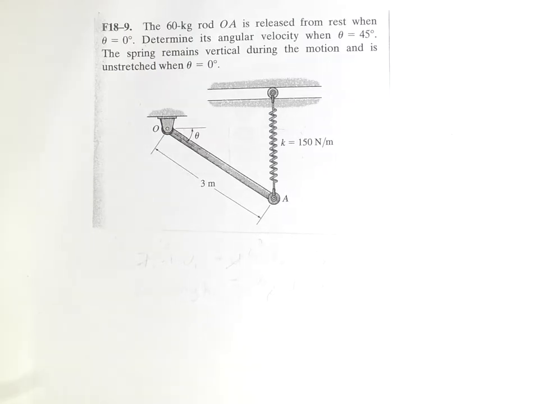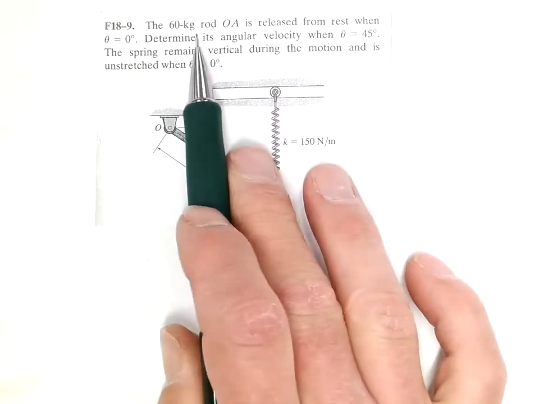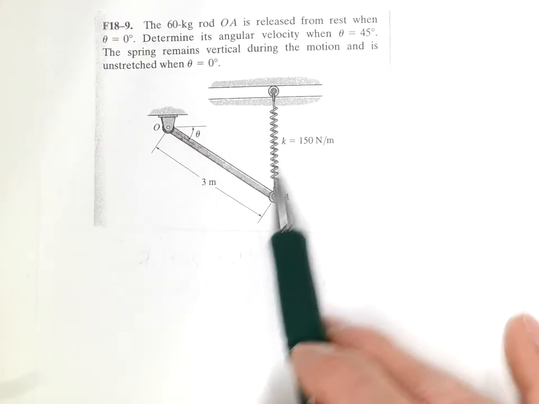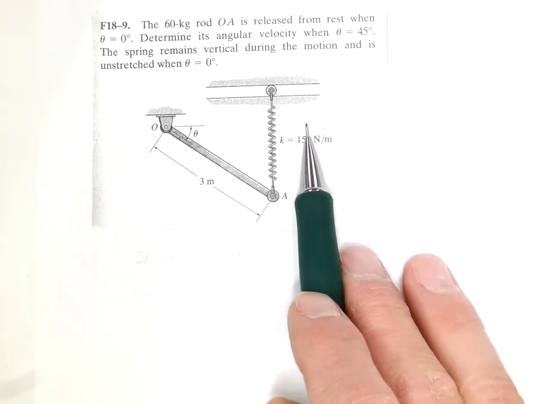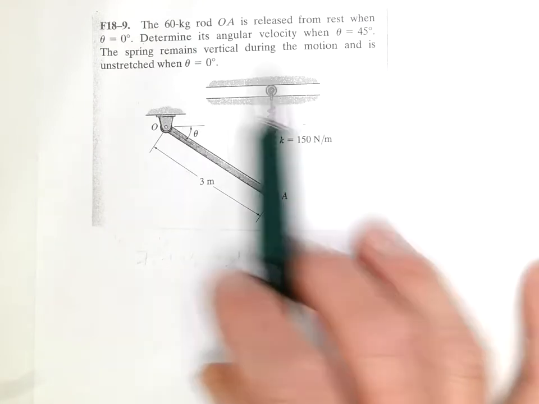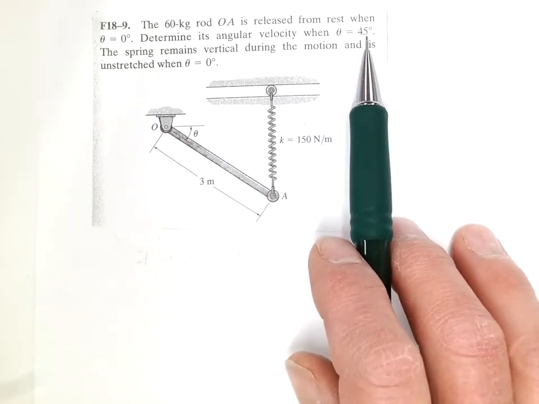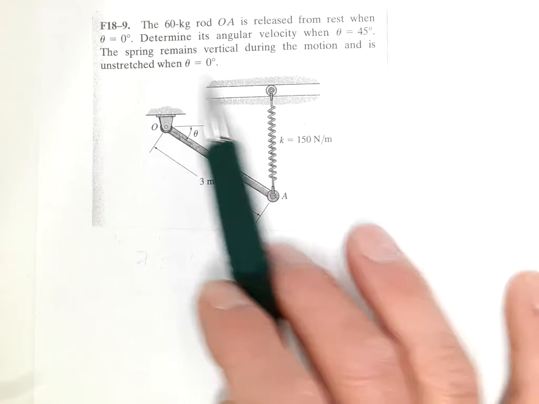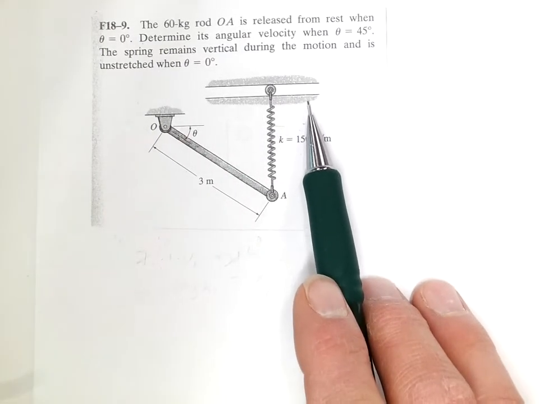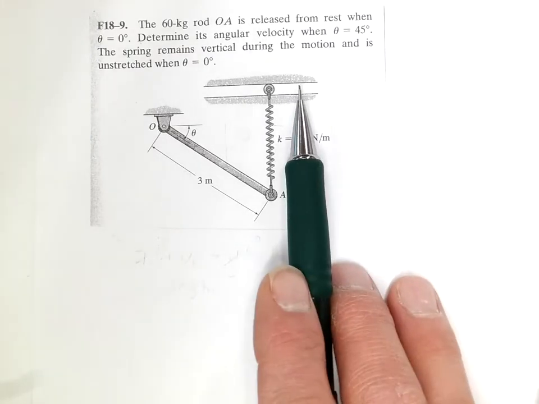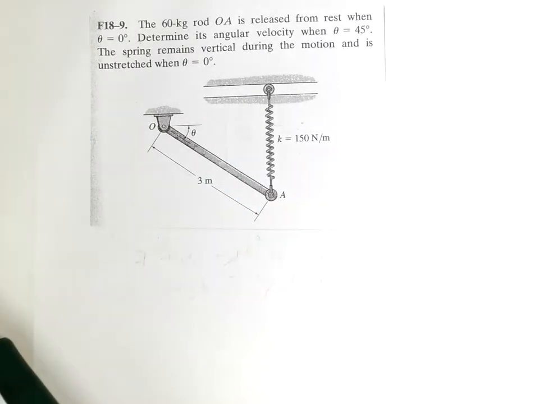Problem F18-9: the 60 kilogram rod is released from rest when theta equals 0, so it's up here. Determine its angular velocity when theta equals 45 degrees. The spring remains vertical. So it starts up here, the spring would be over here, and as it swings down, the spring slides over in that slot.